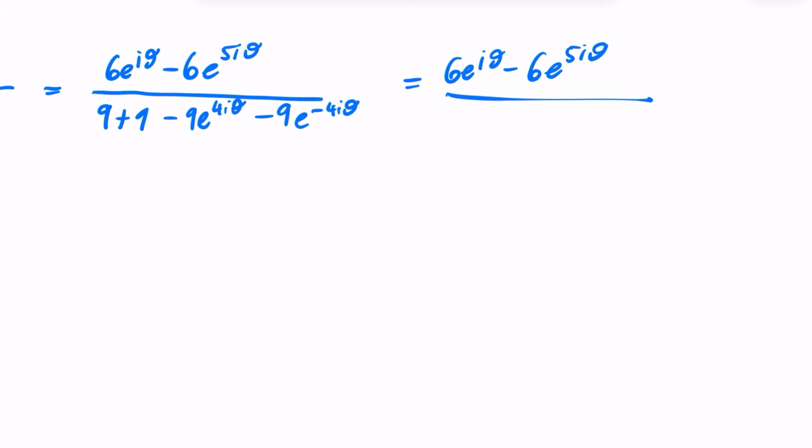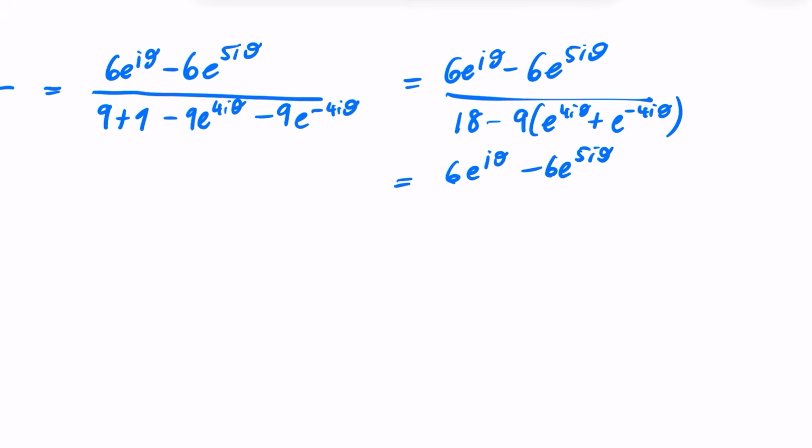Denominator, though, is an 18 minus 9 lots of e to the 4i theta plus e to the minus 4i theta. If there was a minus in between, it would go to a sine, but there isn't. It's going to go straight to a cosine. So that means we have in the denominator an 18 minus 9 lots of 2 cos 4 theta. Let's just save ourselves a bit of time. Let's just change this to an 18 cos 4 theta, okay? So it's 18 minus 18 cos 4 theta.